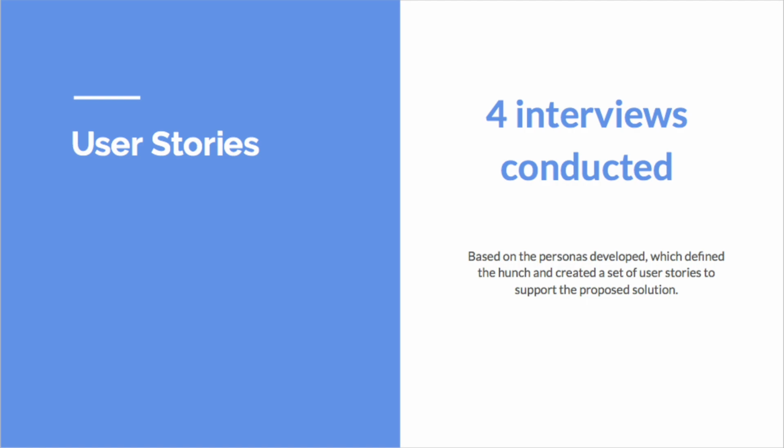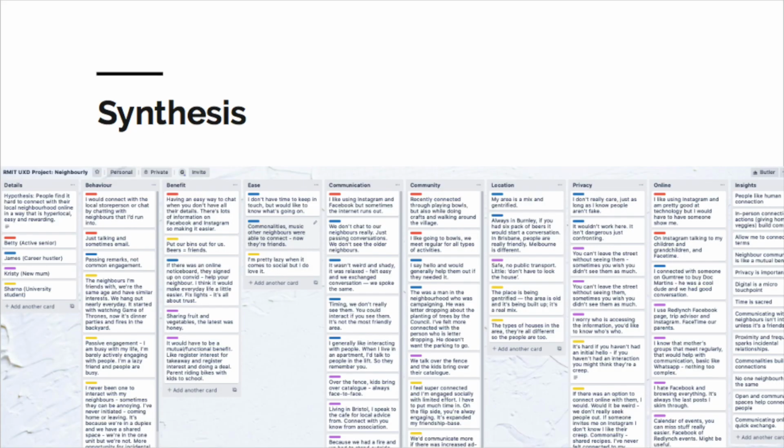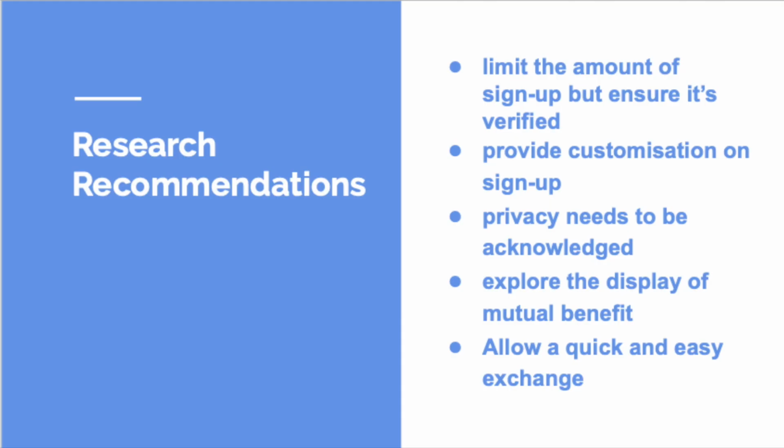Qualitative research interviews were then conducted with 4 people. From the 4 interviews with Betty, James, Shana, and Christy, once synthesized, the following themes and insights were found. And here's an example of the Trello board synthesis. Now, from the synthesis of the research, the following recommendations were determined: limit the amount of sign up to make it easy and verified, provide customization on sign up, privacy needs to be acknowledged, explore and display mutual benefit, and allow for a quick and easy exchange.